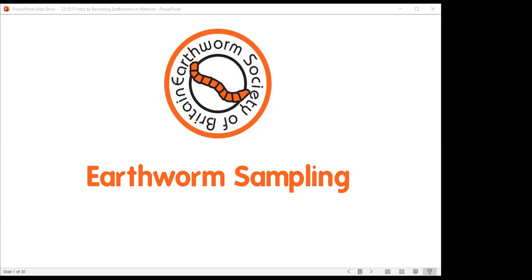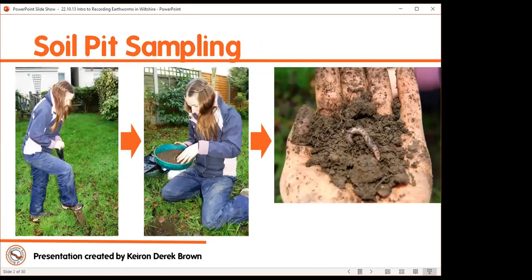So it may not surprise you that the first type of surveying that we do is actually digging for earthworms. We know we find earthworms in the soil. So we call this soil pit sampling. We excavate a block of soil, we hand sort through it, as Kerry is nicely demonstrating here, and we take out any earthworms that we find.